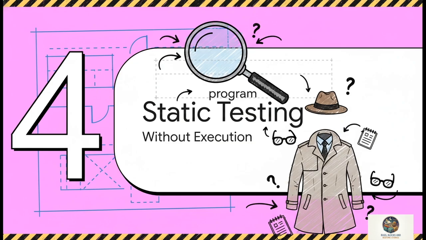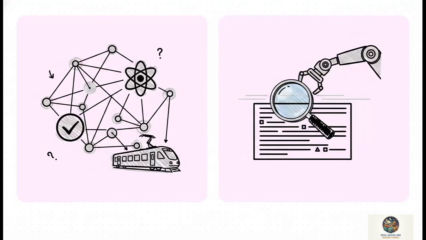Section 4, Static Testing Techniques. This is where we hunt for clues without actually running the program. Imagine a detective examining a crime scene without touching a single thing. That's static testing. Broadly speaking, static testing falls into two buckets.